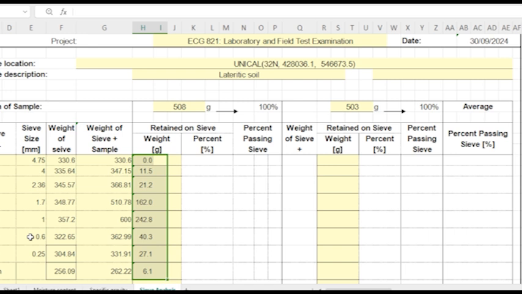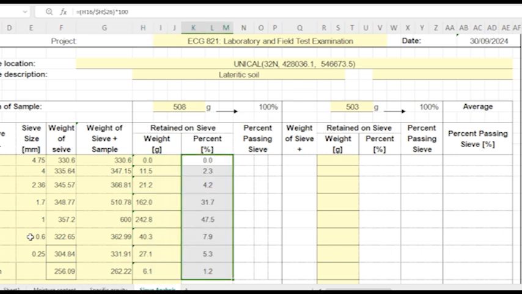For sieve number 4, 0 material was recorded. For sieve number 5, 11.5 grams, after subtracting the difference between the weight of sieve and the weight of sieve plus sample. And for sieve number 8, the same thing, the value is 21.2 for the retained material on the sieve. Then you go over to the percentage calculation of those values. It is also displayed there. Then the percentage passing is also displayed there.